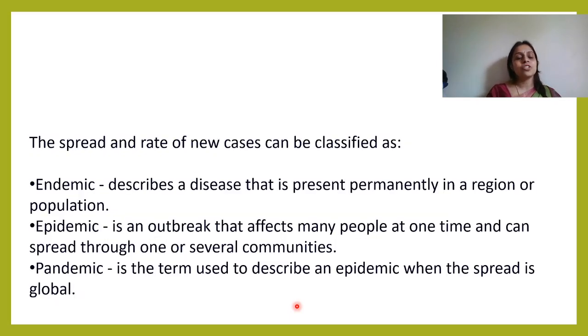The spread and rate of new cases can be classified as endemic. It describes a disease that is present permanently in a region or a particular population. Epidemic is an outbreak that affects many people at one particular time and can spread through one or several communities. Pandemic is a term used to describe an epidemic when it spreads globally.